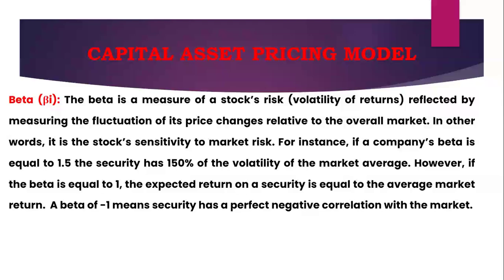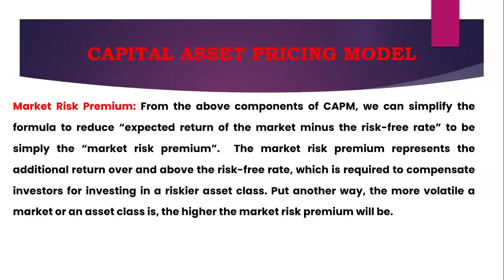For instance, if a company's beta is equal to 1.5, the security has 150% of the volatility of the market average. However, if the beta is equal to 1, the expected return on a security is equal to the average market return. If beta is minus 1, it means the security has a perfect negative correlation with the market. Then the market risk premium: as I mentioned earlier, this is the expected return of the market minus the risk-free rate.